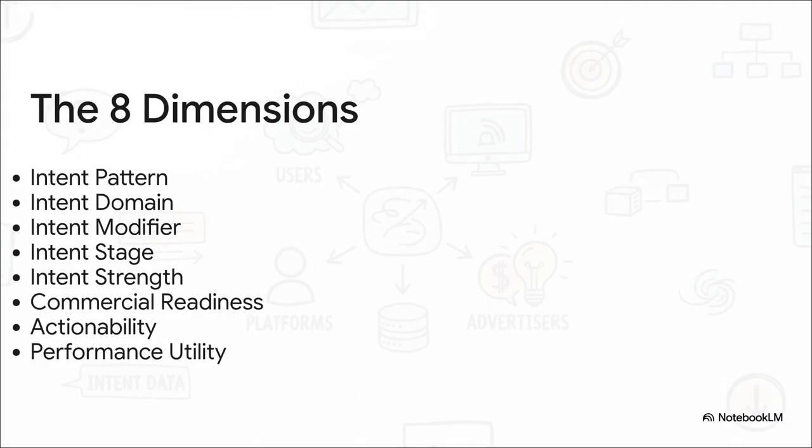And here they are, the 8 dimensions. Now, don't just look at it as a list. Think of them in a few groups, okay? First, you've got intent, pattern, and domain. That's the what and where. What are they doing, and in what topic area? Then you layer on modifiers and stage, which add all that rich detail about their journey. Next up, strength and commercial readiness tell you how serious they are. And finally, and this is super important for us as strategists, you have actionability and performance utility. These are the operational guardrails that tell us how we can actually use all this amazing data.